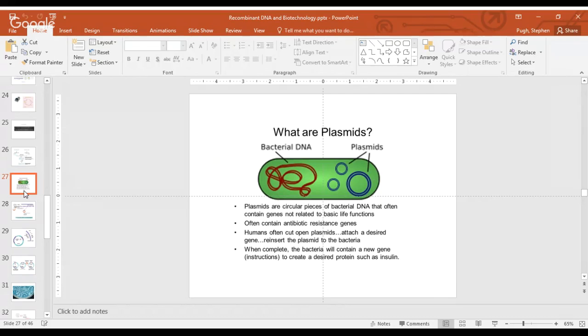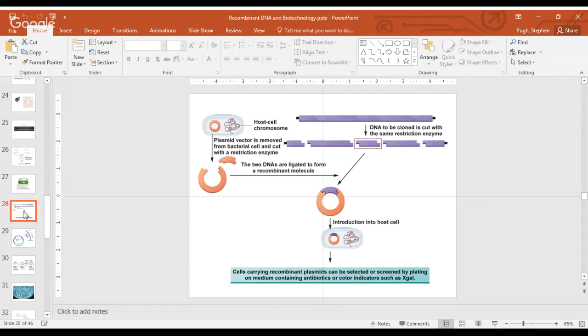So once they're isolated, then we can expose them to a restriction endonuclease and cut them and leave sticky ends that allow us to insert other genes into the plasmids, and then we just reinsert those genes back into a bacterial cell. So that's the basic premise of doing recombinant DNA.